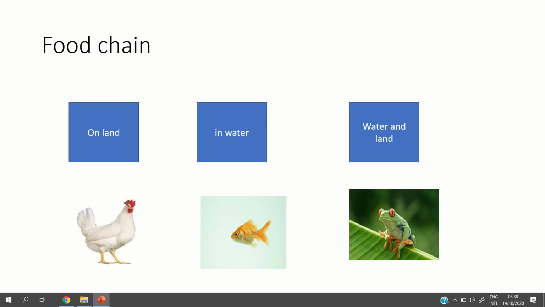Okay, the food chain can happen on land, like many animals, like the chicken, the elephant, the horse, the lion, the tiger. Or maybe it happens in water, like the fish, the dolphin, the octopus, the whale. Also many animals can live in water and on land. So where can the food chain happen? It may happen on land, or in water, or in both water and on land.